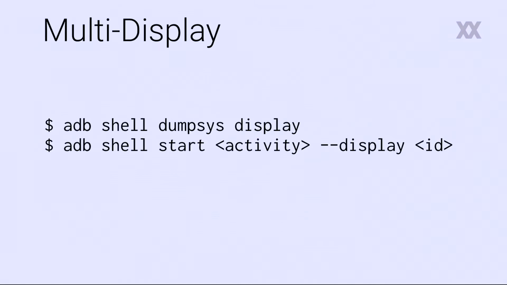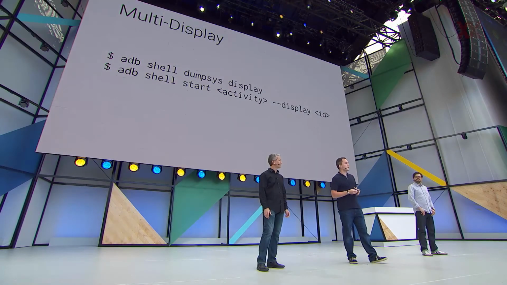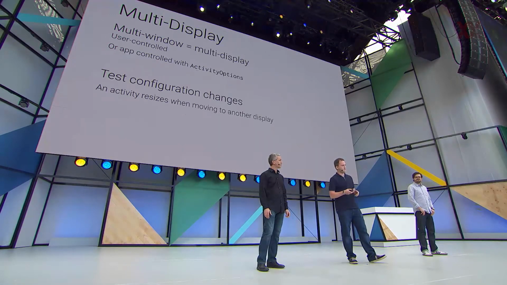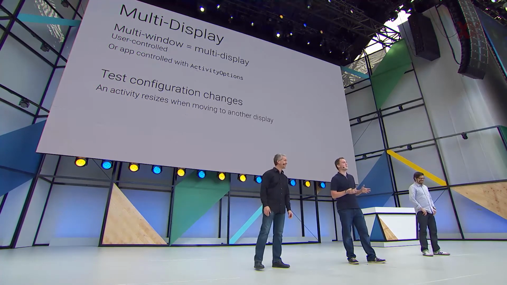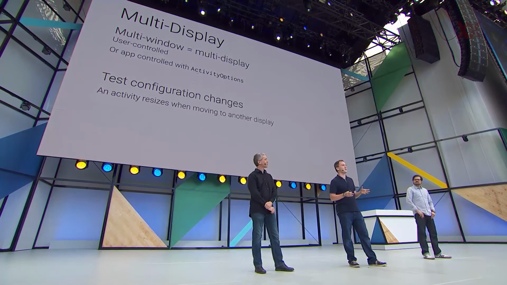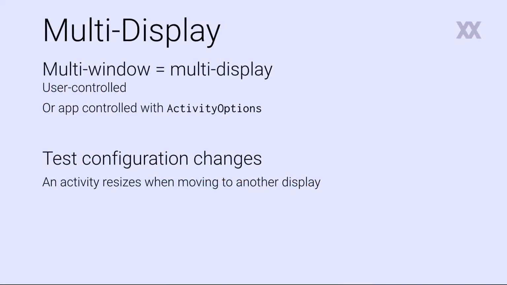Next, we're also adding support for multiple displays. If your application supports multiple windows already, the multi-window mode, it already supports multiple displays in O. When a phone or an Android device is connected to multiple displays and you have an application that's compatible, the user can choose to send your application on a different display. When this happens, you're going to get a resizing configuration change.